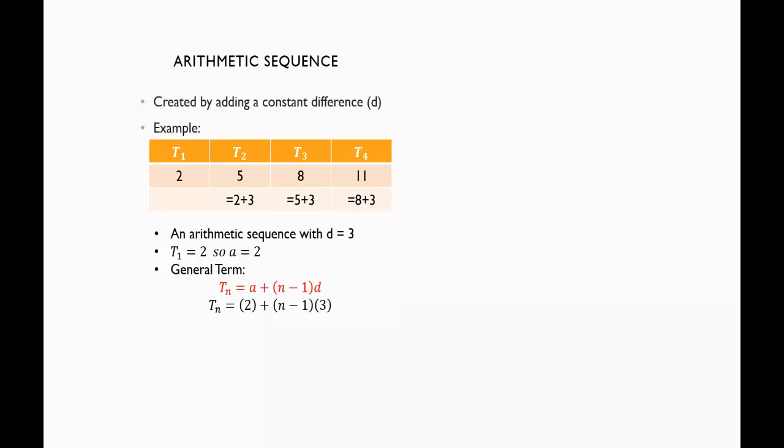Now from here we're going to simplify things a little bit by using the distributive property and multiplying the 3 into the brackets. So we end up now with 2 + 3n - 3. And from here we can add the like terms to simplify, and we get the general term Tn = 3n - 1. Now let's have a look at a geometric sequence.